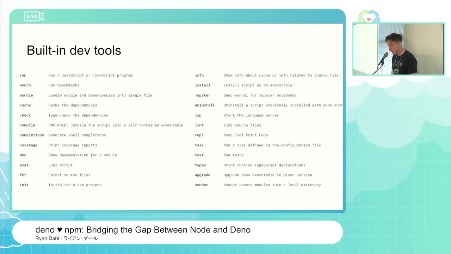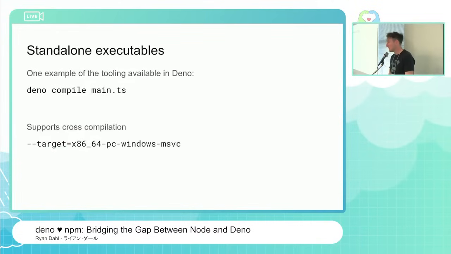Deno has built-in dev tools, a whole bunch of things. I won't go into all of this, but these are all the Deno subcommands here: testing and linting and docs and coverage. Just to demonstrate one of these, deno compile allows you to take your program and bundle it into an executable for distribution, right? And this contains all of your dependencies so that you can have that single executable that you can go ship, put it on Lambda or wherever you're running your code, and just know that it contains everything.